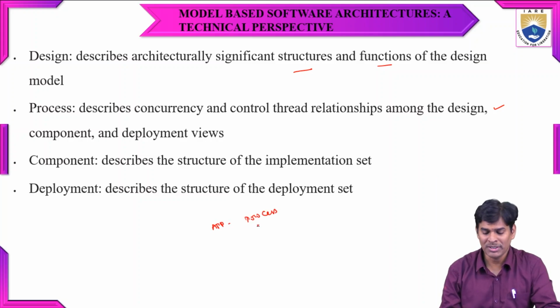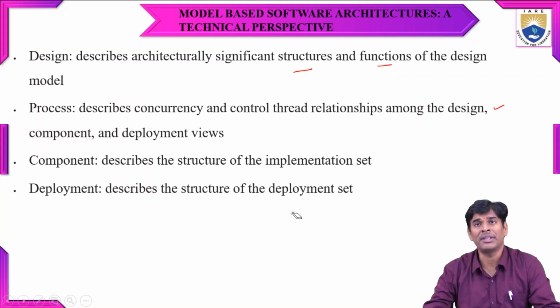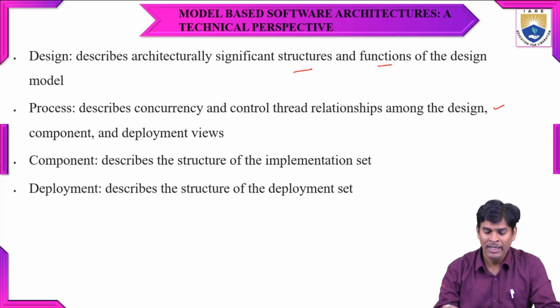Okay. So the process can have concurrency. There we can have multiple processes run at a time and check the different types of threads. Okay, and we can have the relation between this process and also use it in the design component in the deployment view. And the next one is component.